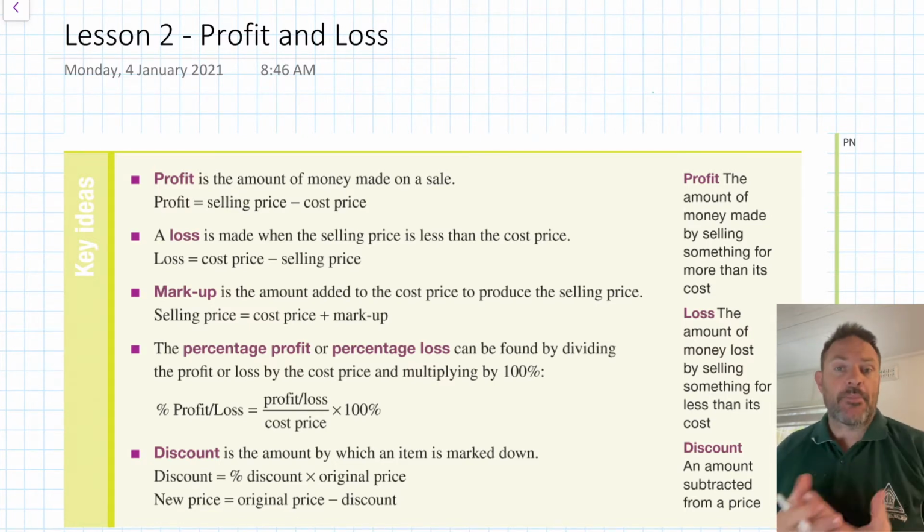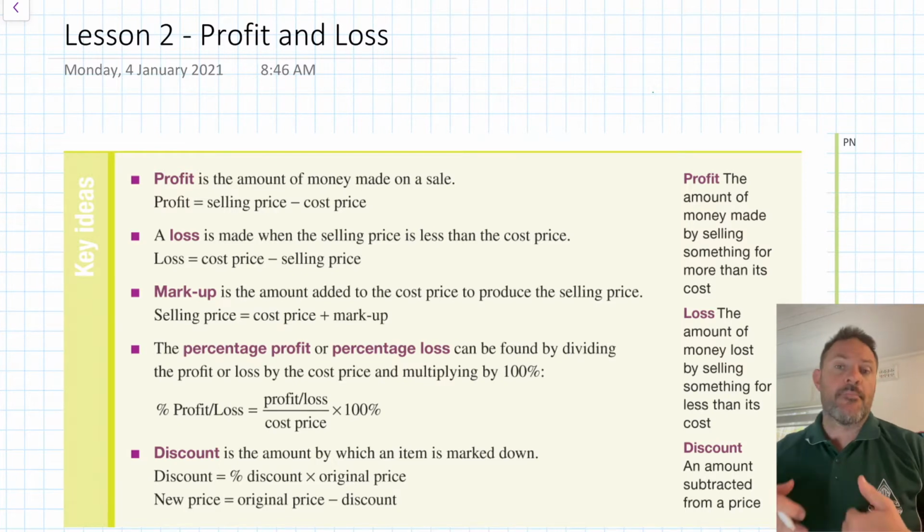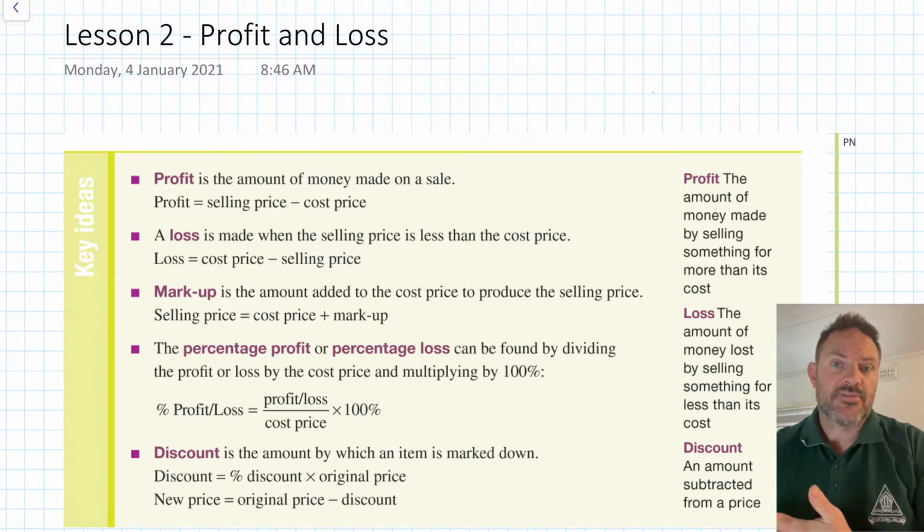Okay, first of all, I'm going to define a couple of things. A profit, pretty straightforward. We know what profits are. Profits are when we make money. Okay, so it's the amount that's made on the selling price of the product.